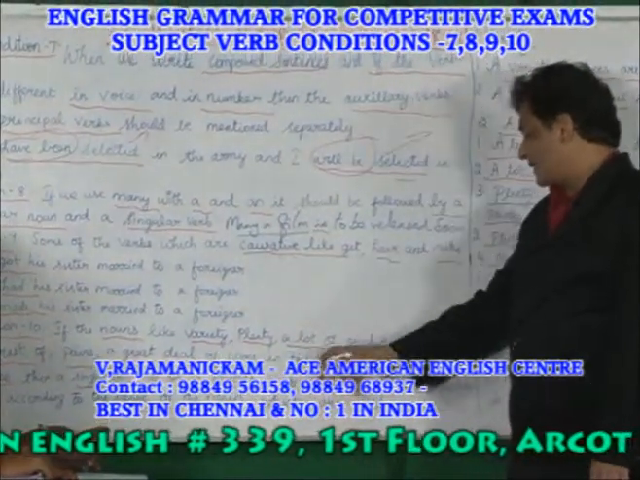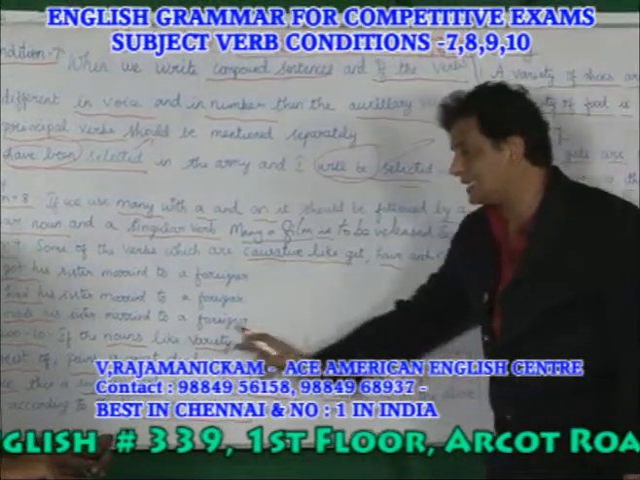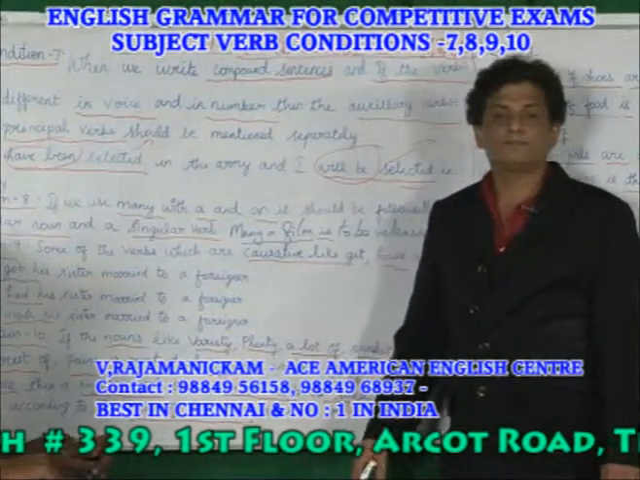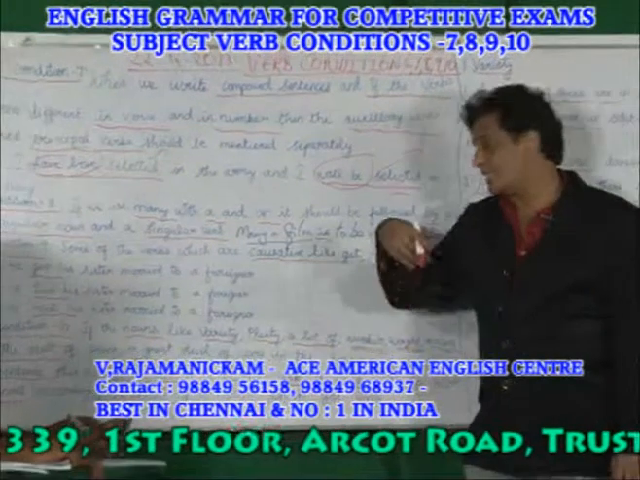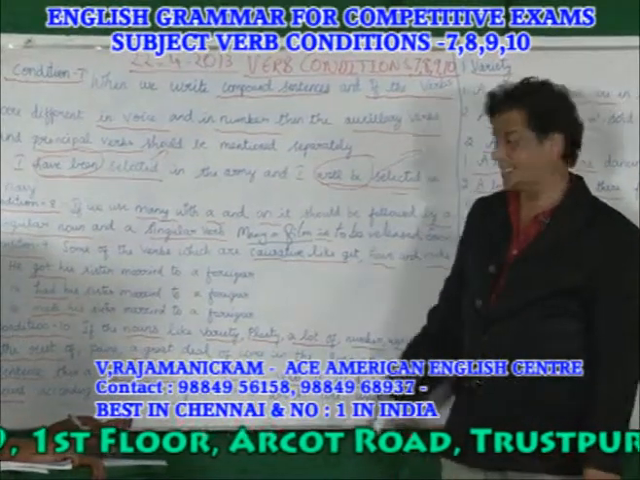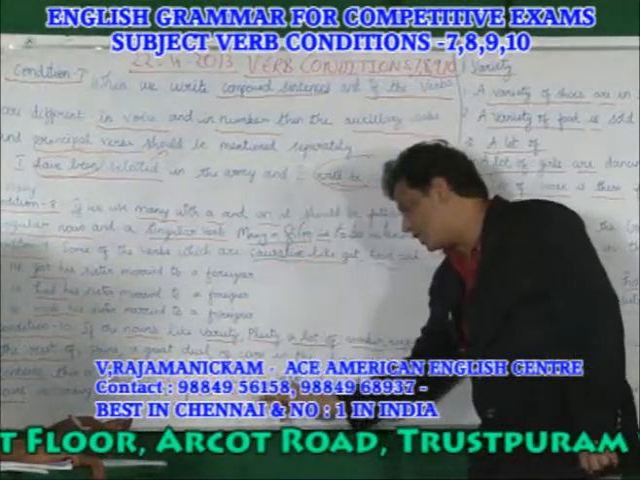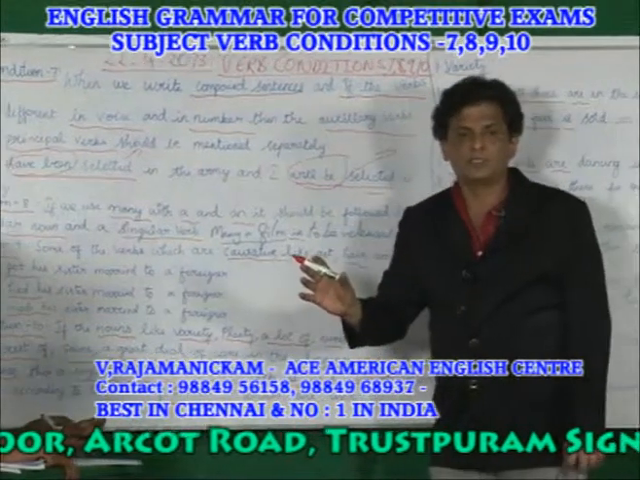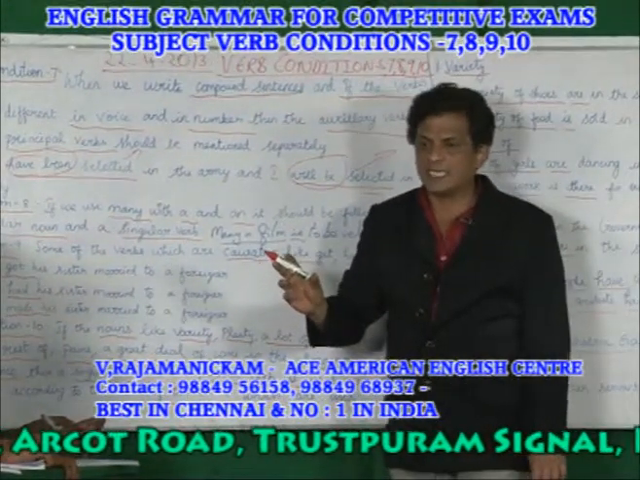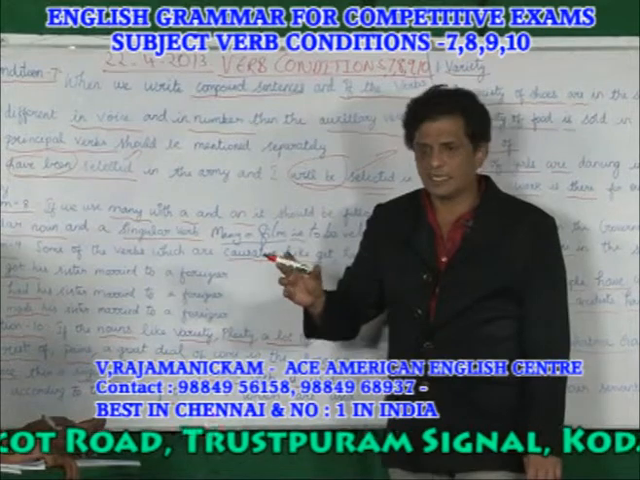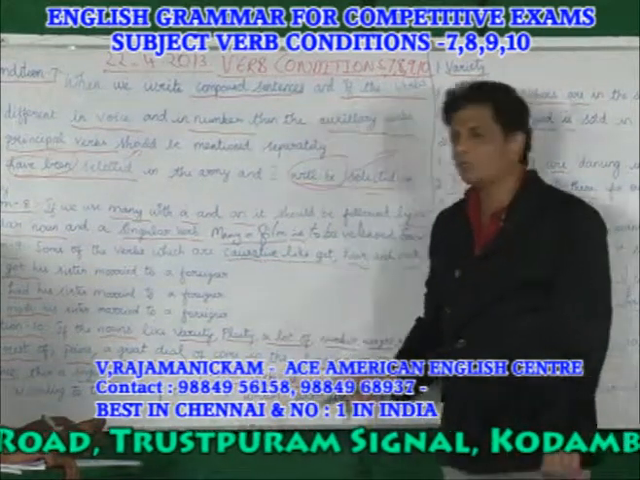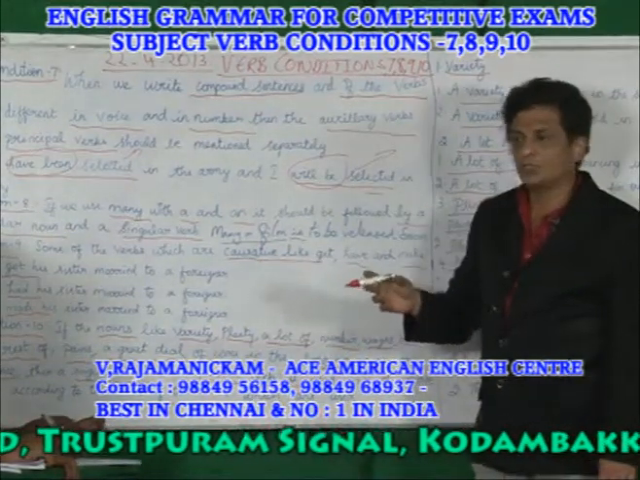If all these nouns come in the beginning of the sentence, then you have to use either singular verbs or plural verbs. What are they? Is, has, does, eats and everything, was. Plural verbs, what are they? Are, were, do, have.